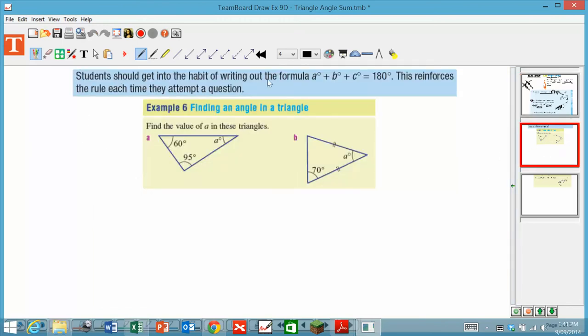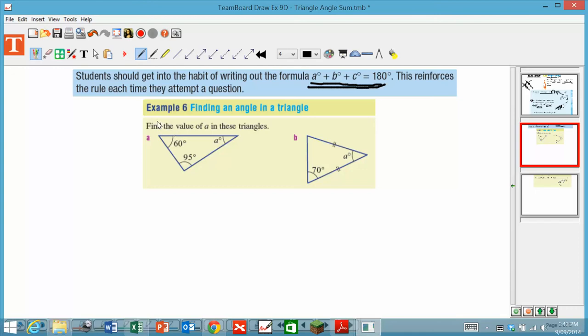Alright, students should get into the habit of writing out the formula angle A plus angle B plus angle C equals 180 degrees. So get in the habit of doing that, please, in your working out. It really does reinforce the rule every time you attempt a question.